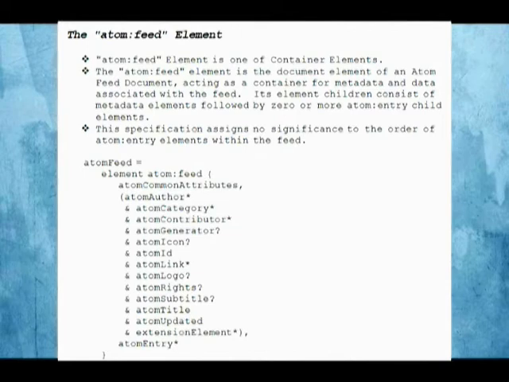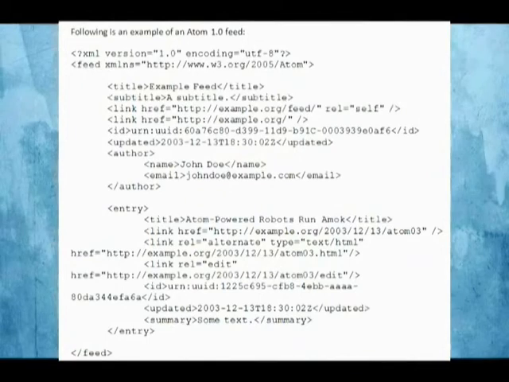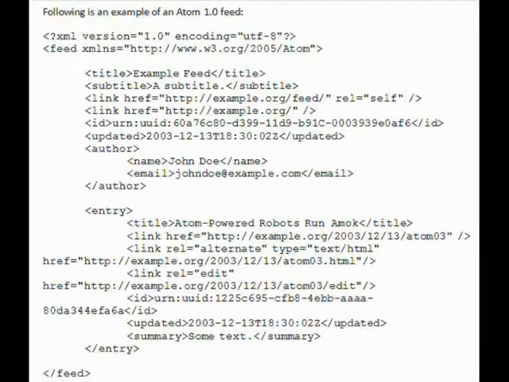The atom:feed element. The atom:feed element is one of the container elements. The atom:feed element is the document element of an Atom feed document, acting as a container for metadata and data associated with the feed. Its element children consist of metadata elements followed by zero or more atom:entry child elements. This specification assigns no significance to the order of atom:entry elements within the feed. Following is an example of an Atom 1.0 feed.